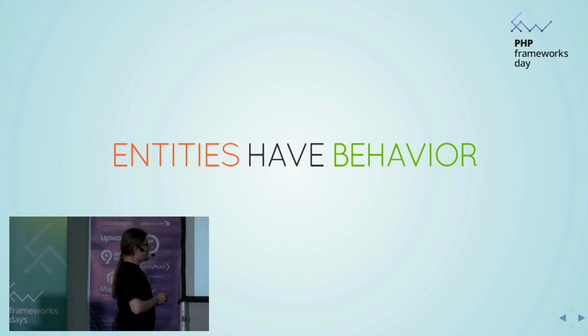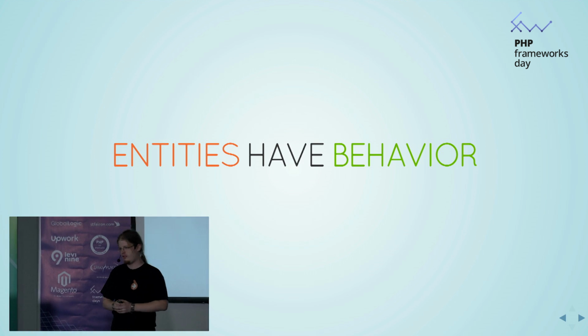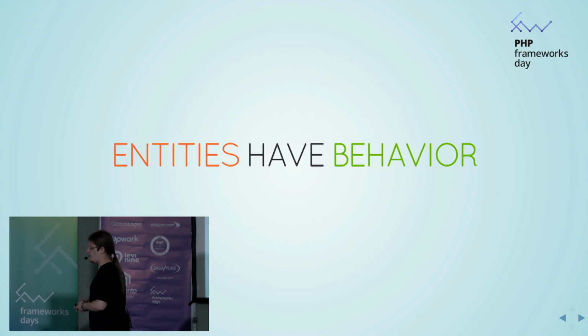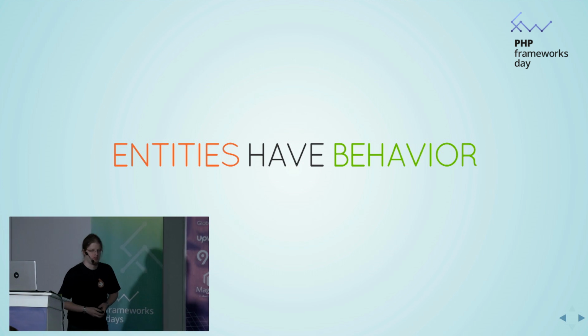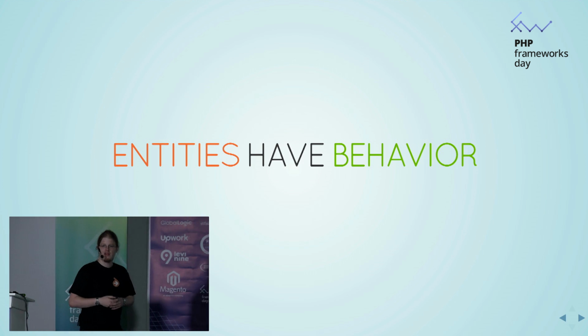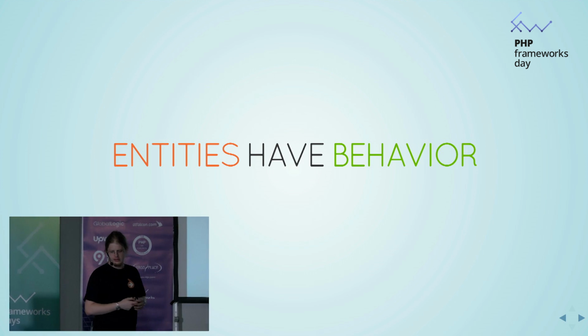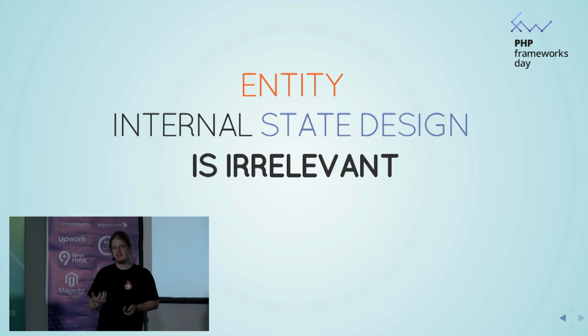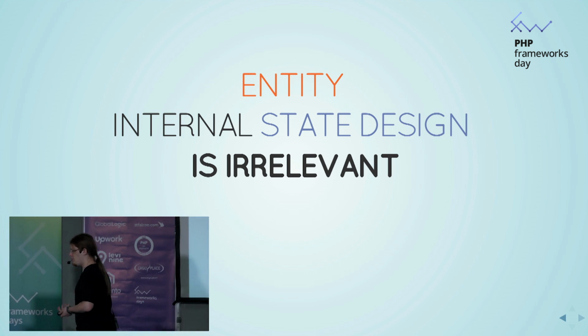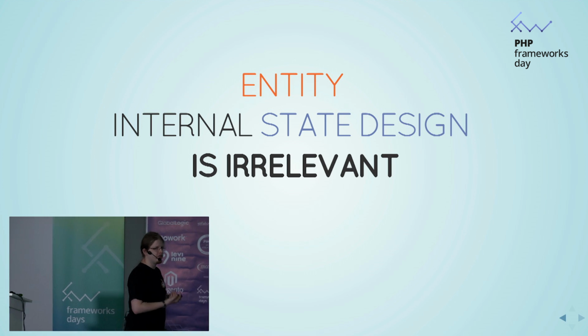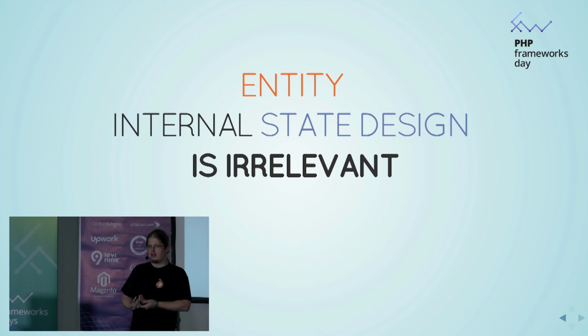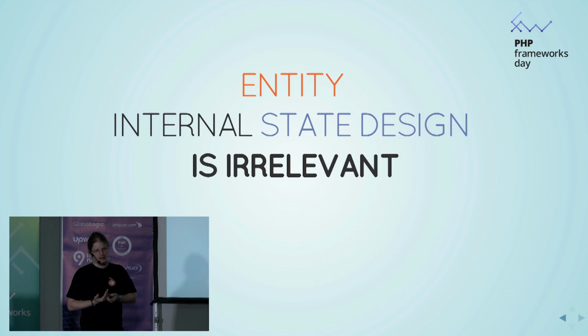But entities have a behavior. Entities do things. You talk to a user object, and you say, can I authenticate? Or can I cancel my subscription? Or, I don't know, can I reset my password? So the internal state of an entity is irrelevant. What you need to design is the public-facing API of your entity, because it is an object. In object-oriented programming, things talk to each other. They don't pass around data.